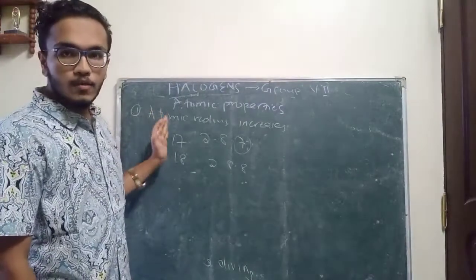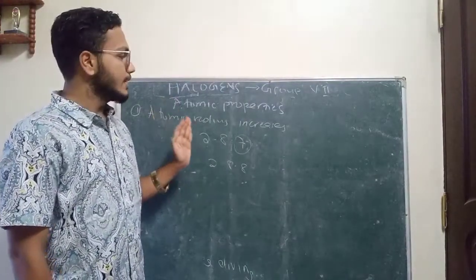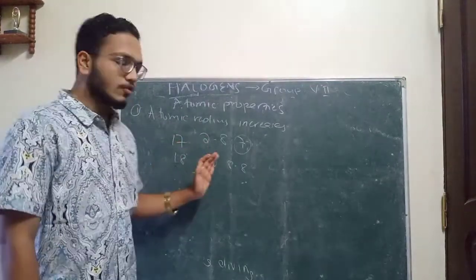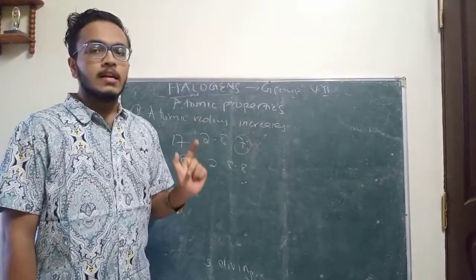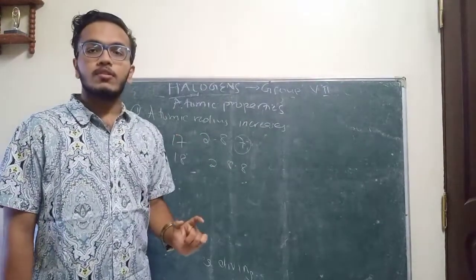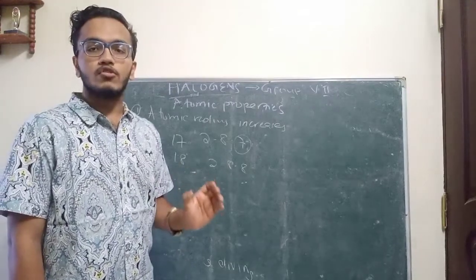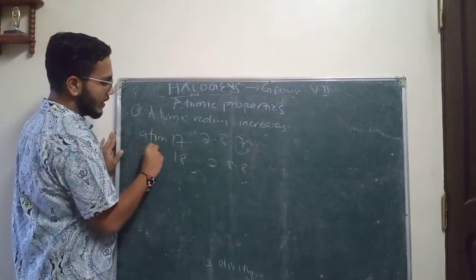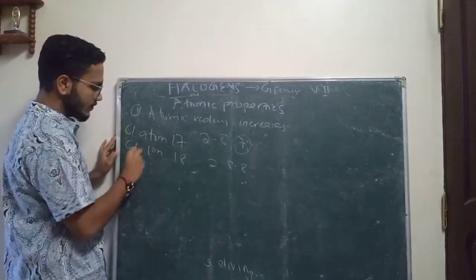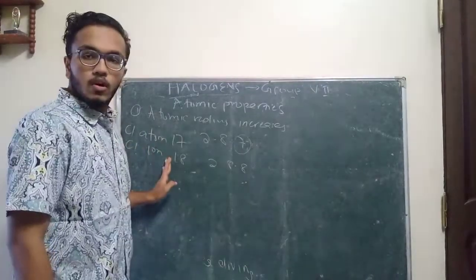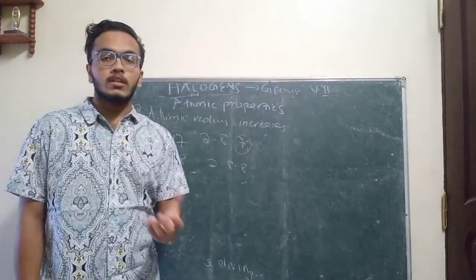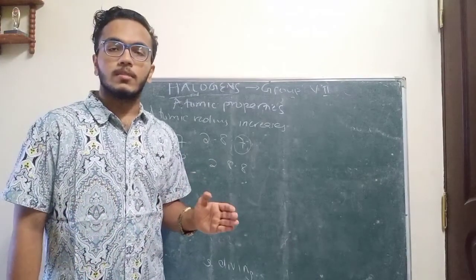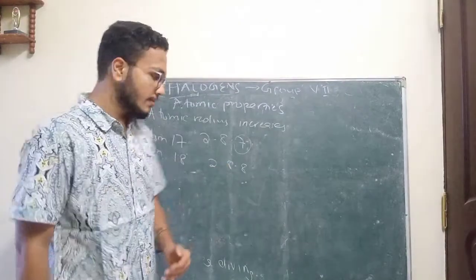The ionic radius of chlorine is greater than the atomic radius of chlorine. Why? This is because on gaining an electron, a chlorine ion has more electrons than protons, hence a weaker nuclear force of attraction. This is the chlorine atom and this is the chlorine ion. On gaining an electron, the electrons become more than the protons. The protons remain 17, but the electrons become 18. So the electrons become more than the protons, hence a weaker nuclear force of attraction.